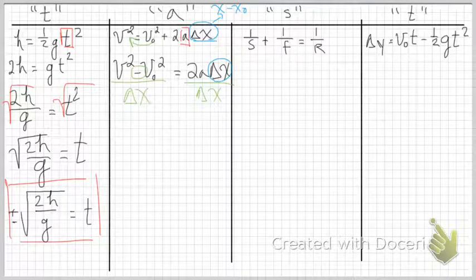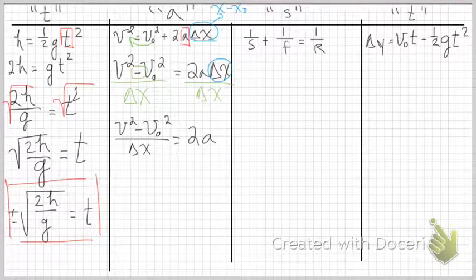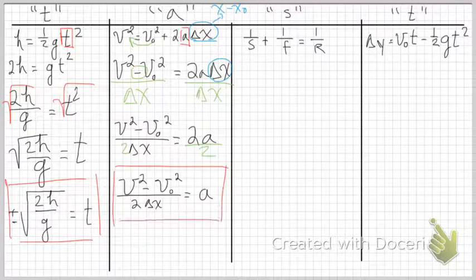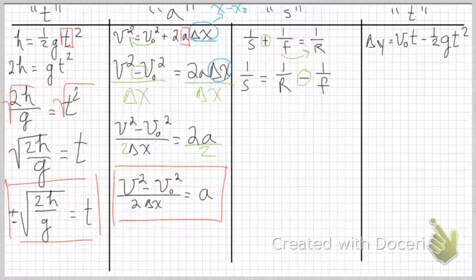So we'll divide both sides by delta x. Now we have v squared minus v naught squared divided by delta x equals 2a. We've got to divide both sides by that 2 because we're trying to isolate a. And there we have v squared minus v naught squared divided by 2 times delta x equals a. Box around it.